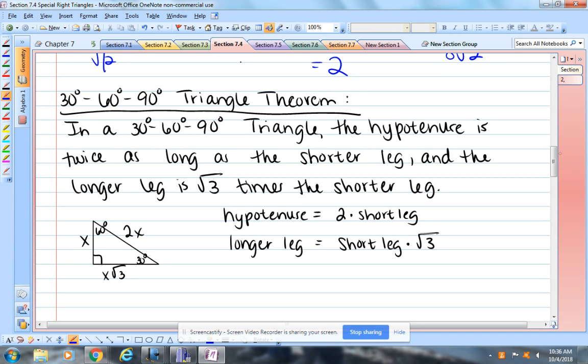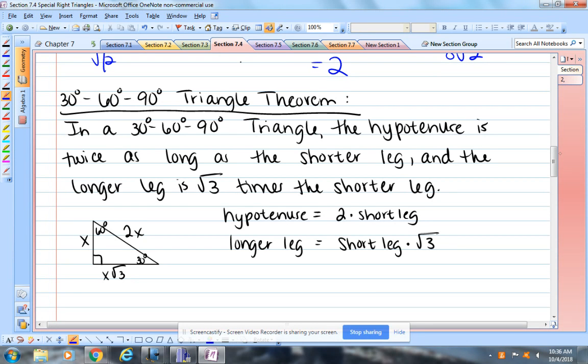Now on the test on Monday, I'm not going to have those pictures drawn for you anywhere. The board will be clean. You will have to know what the short leg of a 30, 60, 90 measure is supposed to be, what the long leg is supposed to be, and what the hypotenuse is supposed to be. Okay?